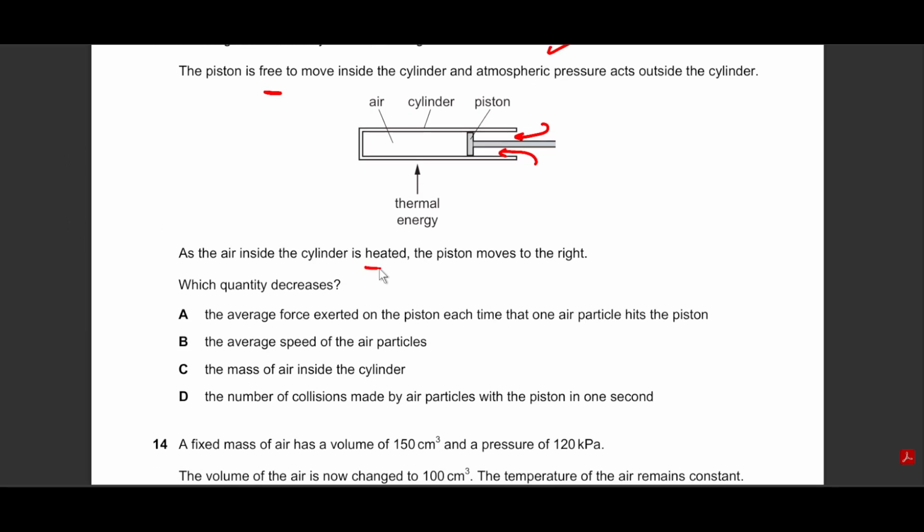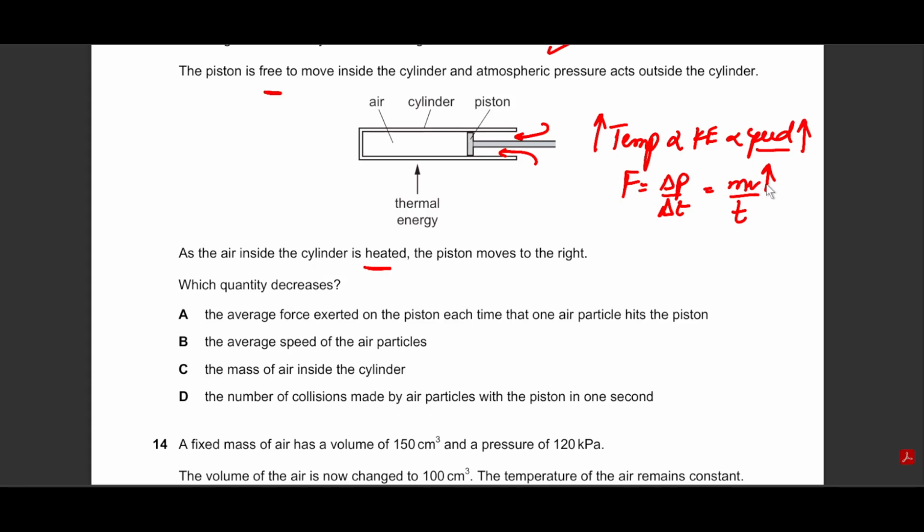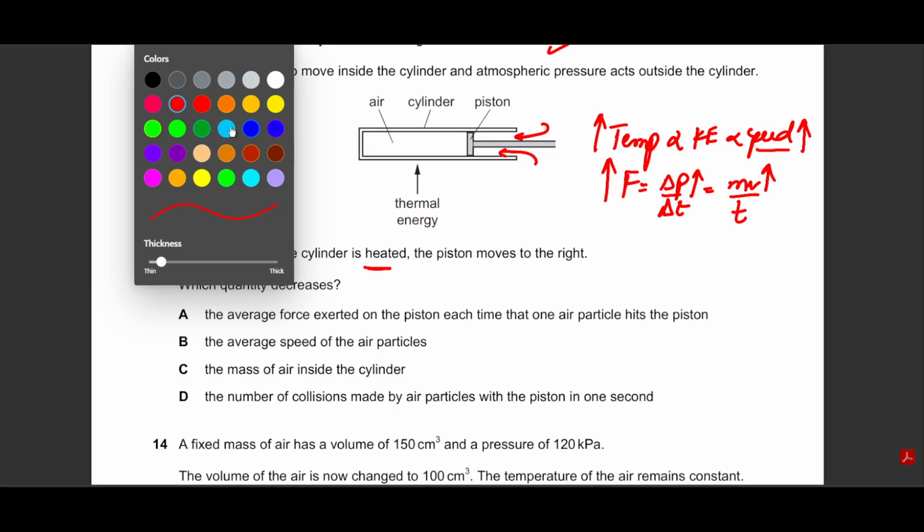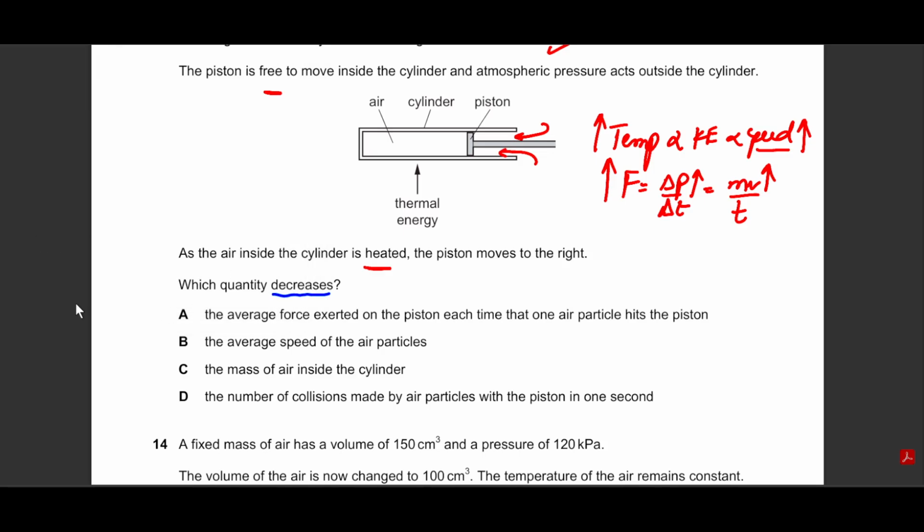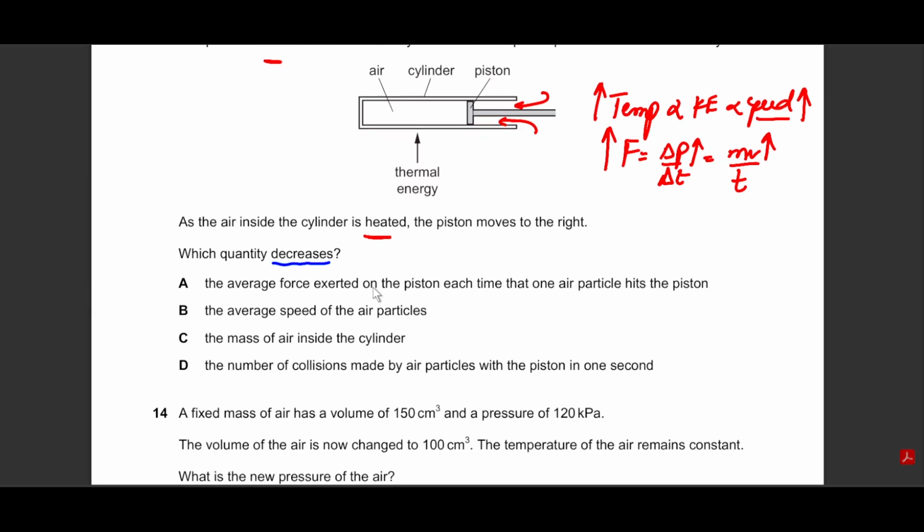As the air inside the cylinder is heated, you notice that the temperature is directly proportional to the kinetic energy of molecules, which is directly proportional to the speed of molecules. Now, if you increase the speed because of temperature, force is actually change in momentum divided by change in time. If you increase the speed, the mv factor increases. When the change in momentum increases, the applied force also increases. The question is about the quantity decreasing. Option A is the average force. No, the average force will increase, not decrease.